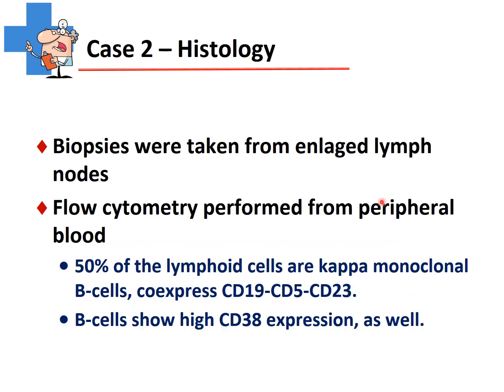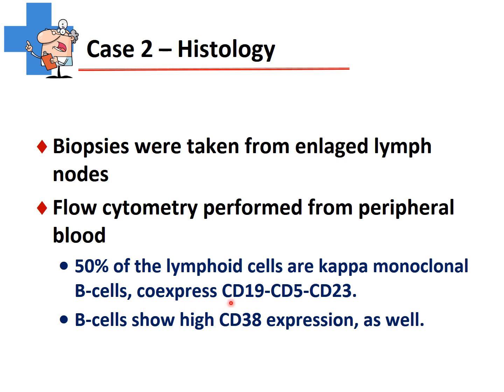Okay, biopsies were taken from enlarged lymph nodes, flow cytometry was performed from peripheral blood, and 50% of lymphoid cells are kappa monoclonal B cells co-expressed with CD19, CD5, and CD23. So that's identical for chronic lymphoid leukemias. And the B cells show high CD38 expression as well. Is it good or bad? That's a bad prognostic feature.